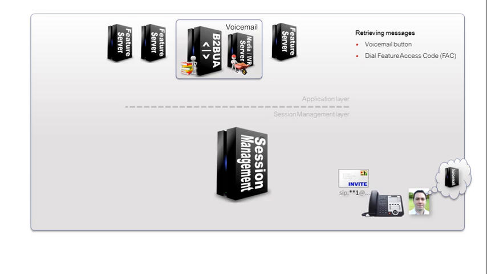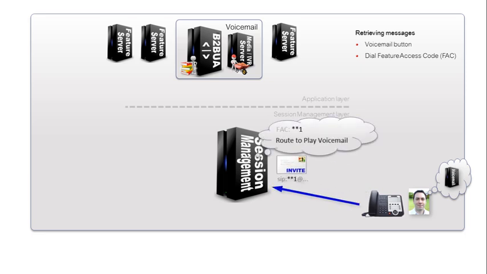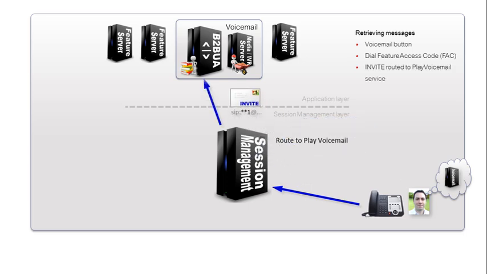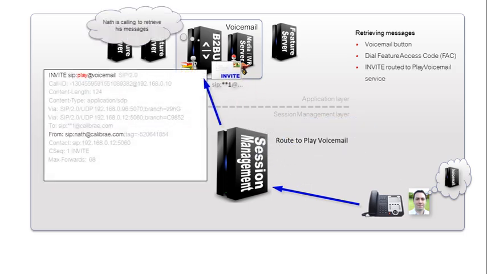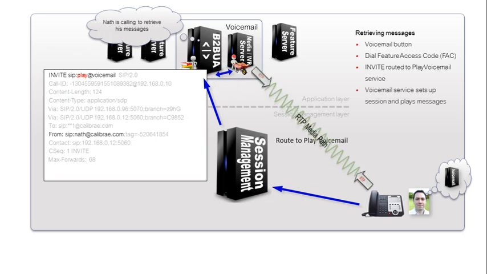A SIP invite with the feature access code in its request URI is sent to the session manager, who, after recognizing the FAC, routes the invite to the play voicemail service on the voicemail server, prompting it to set up the media session and play in sequence all the user's recorded messages.